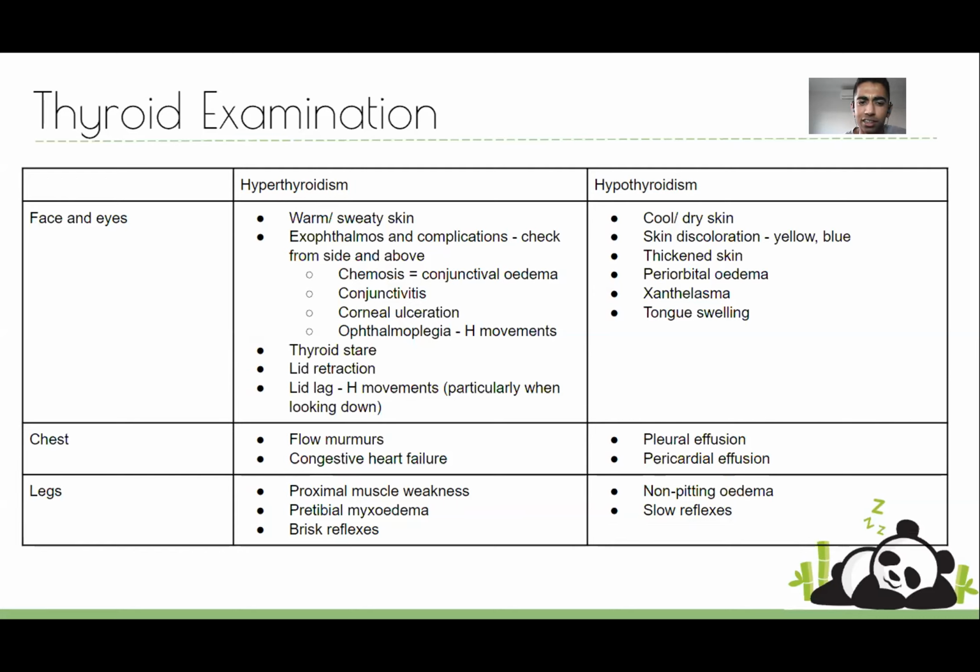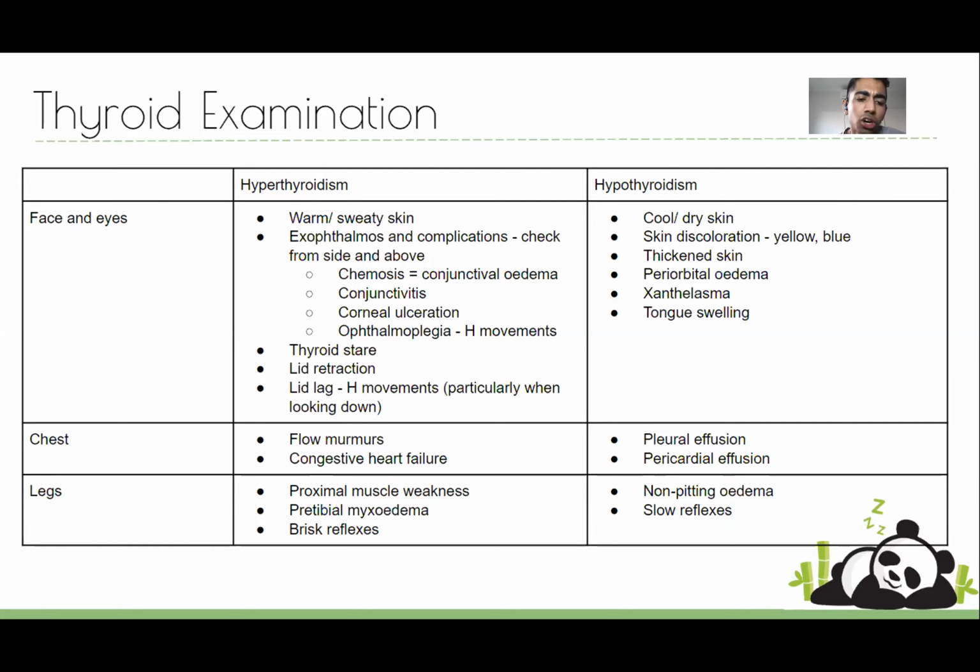So you'll learn this later. Actually, I don't know if you guys have done it, but you do H movements to track their eye movement and see if there are any problems with their eye movements. You'll check the thyroid stare. So if they've got this very prominent gaze, like they're holding their stare. I don't know how to describe it actually. It's a very ominous and confronting kind of stare.